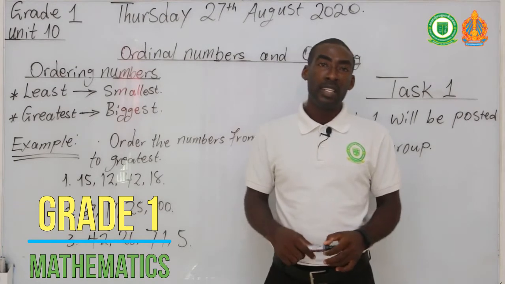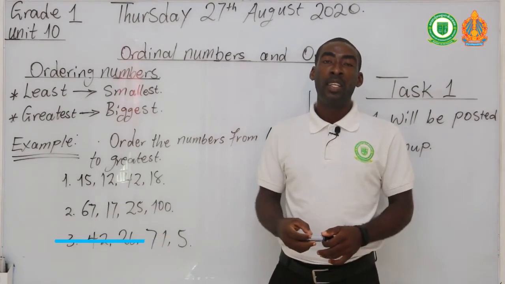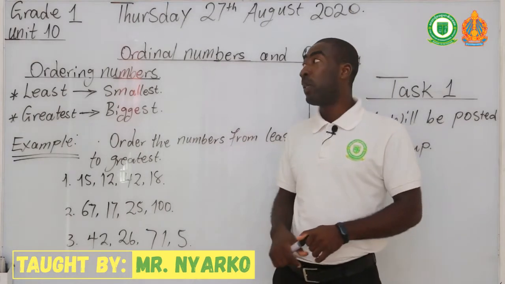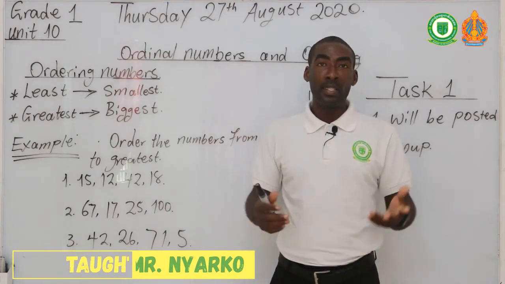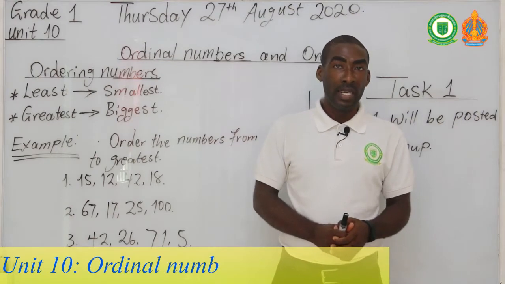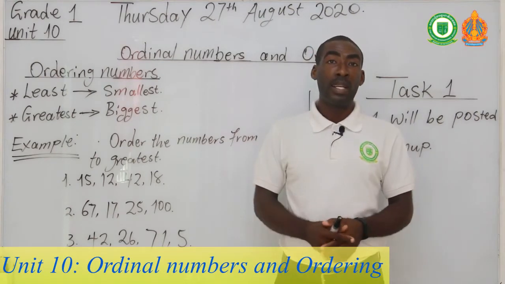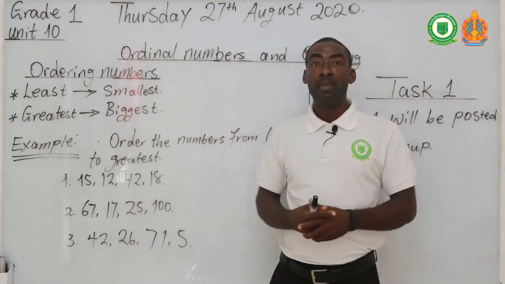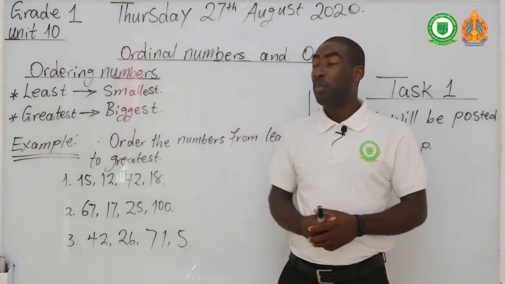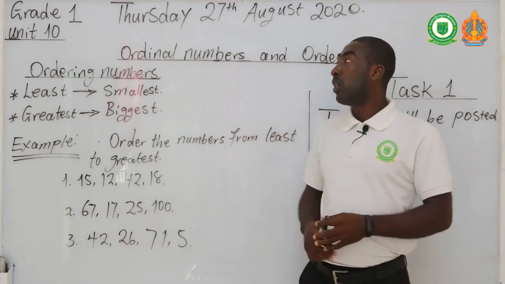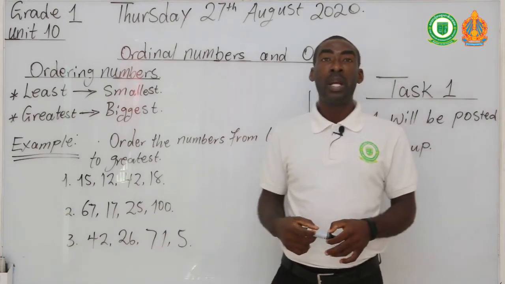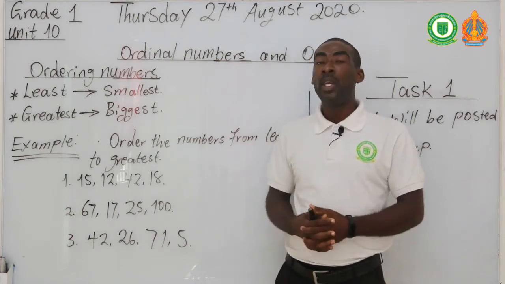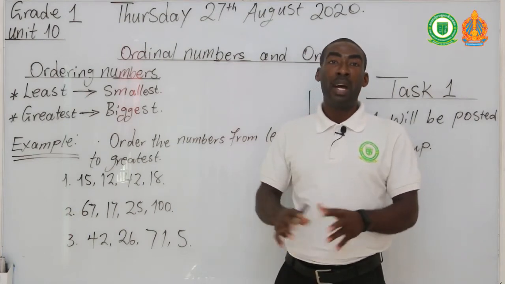Today we'll continue our lesson on Unit 10, that is ordinal numbers and ordering numbers. Last week we did ordinal numbers and I still know that you know your ordinal numbers. Ordinal numbers is when you are listing the positions of objects or items from first up to the last person that you have. In today's lesson we will also look at the other aspect of Unit 10, that is ordering. Ordering means you are to arrange.